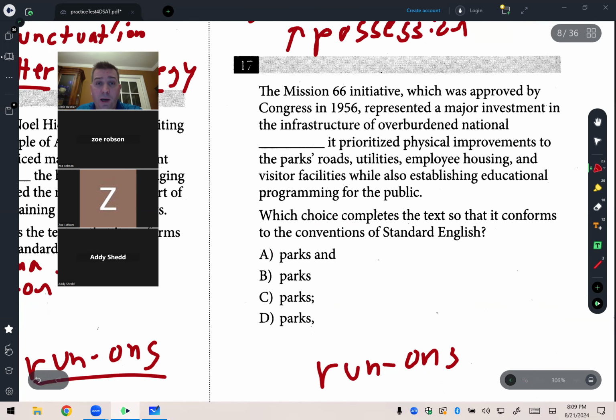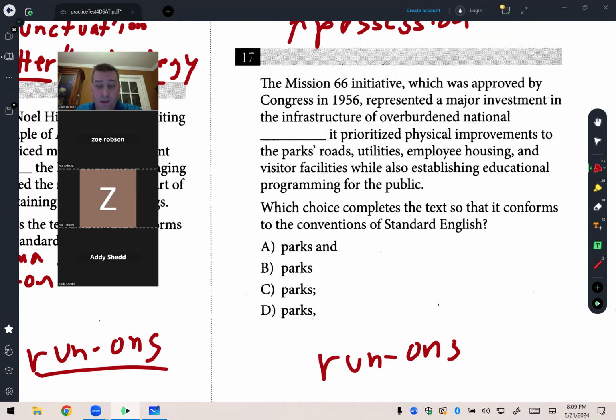All right, here we have a run-on sentence. The Mission 66 initiative, which was approved by Congress in 1956, represented a major investment in the infrastructure of overburdened national parks. It prioritized physical improvements to the parks' roads, utilities, employee housing, and visitor facilities, while also establishing educational programming for the public.